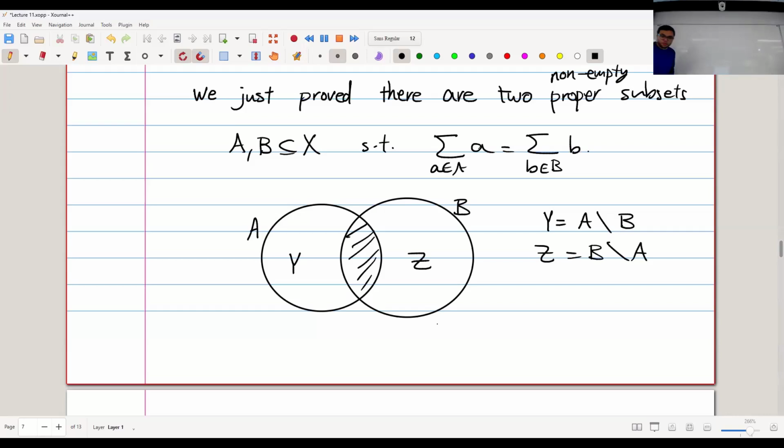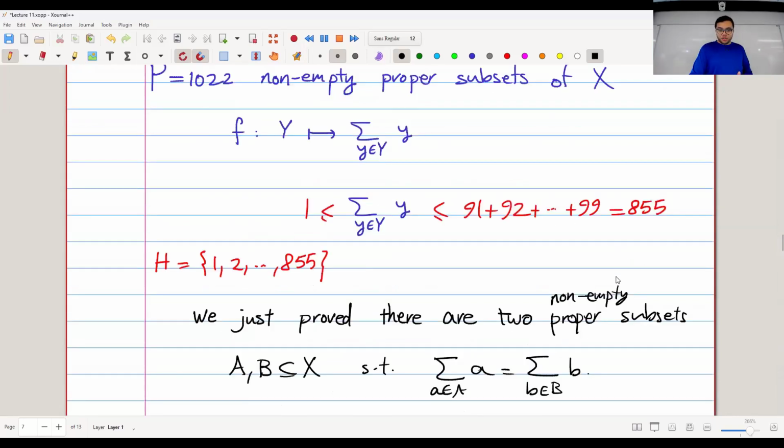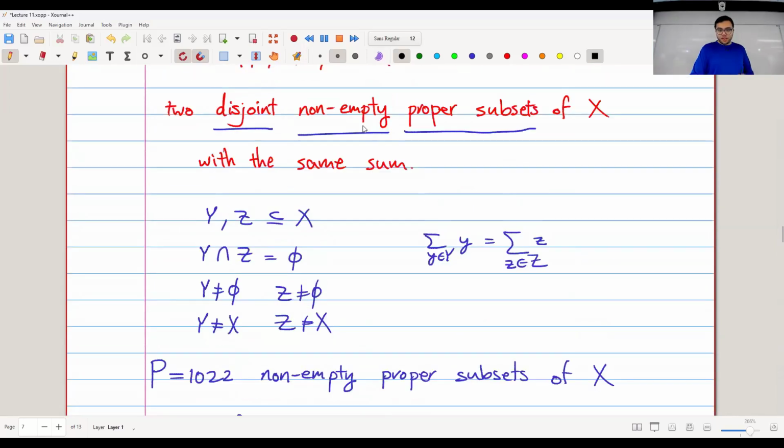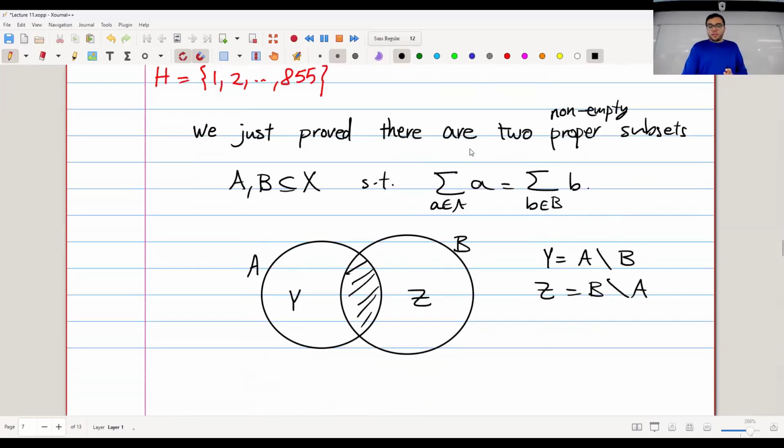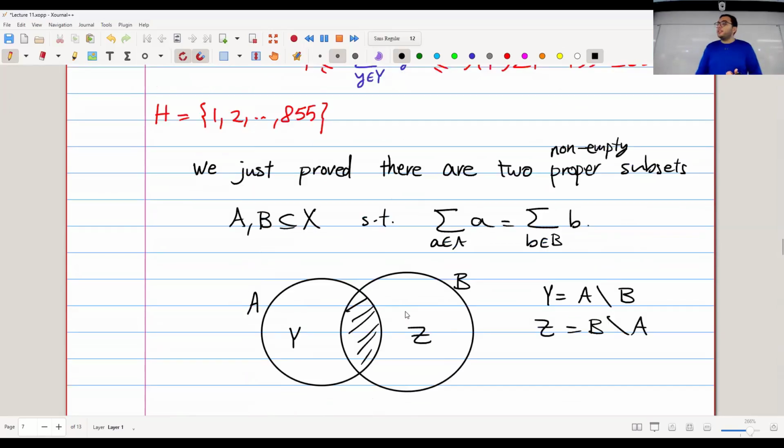But do we have the other properties that we wanted? We wanted to make sure that they are also non-empty and proper subsets of X. They are definitely proper subsets of X because A was already a proper subset of X and Y is a subset of A. And the same thing for B and Z. Are they non-empty? Can Z be empty? What does it mean if Z is empty?